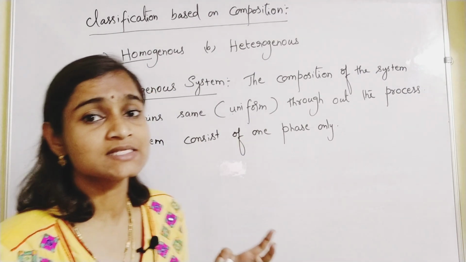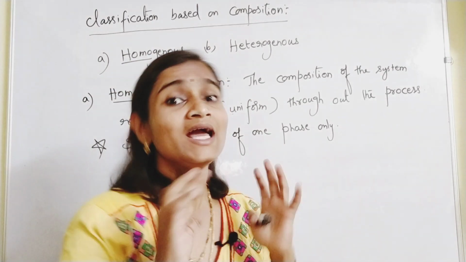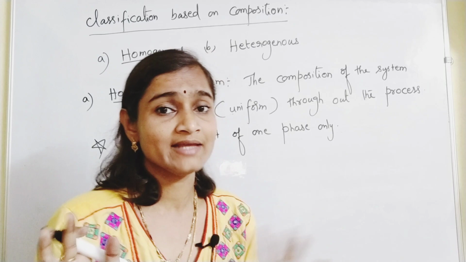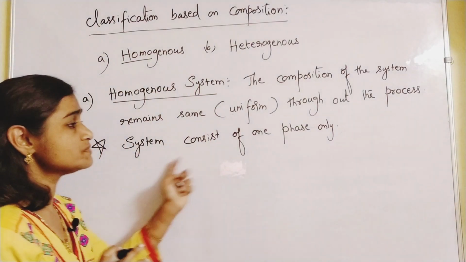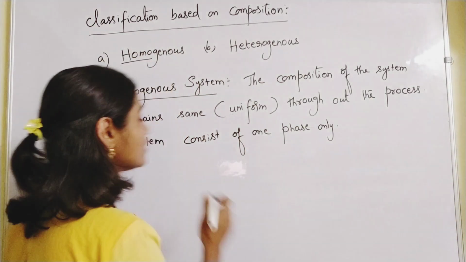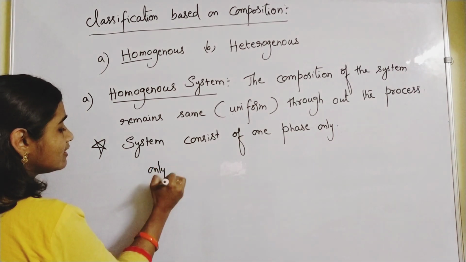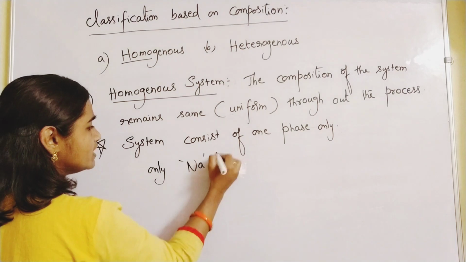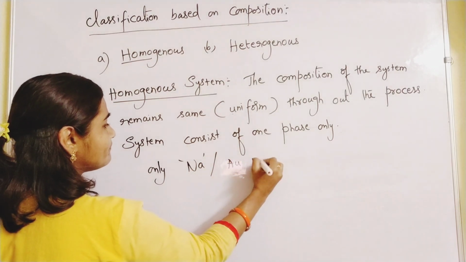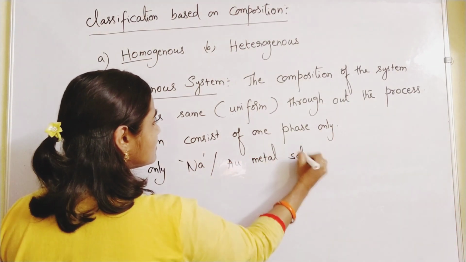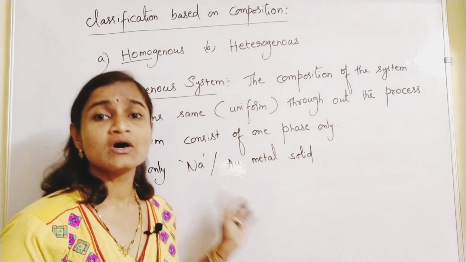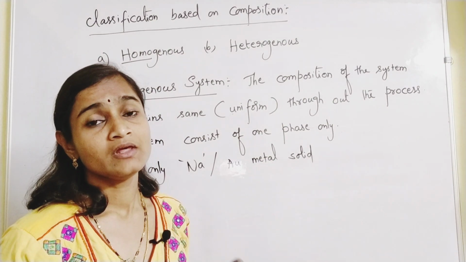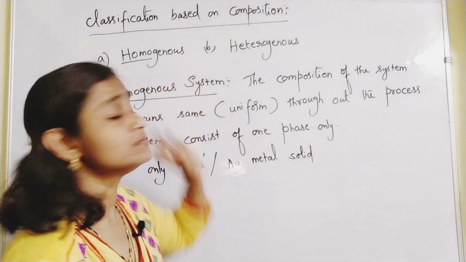Even a mixture of gases you can take, but all are gases. One liquid and one gas mixture, it's not like that. So the system consists of one phase only. Like sodium metal or gold metal, solid. If throughout the process the substance remains solid only, then you call the system homogeneous.